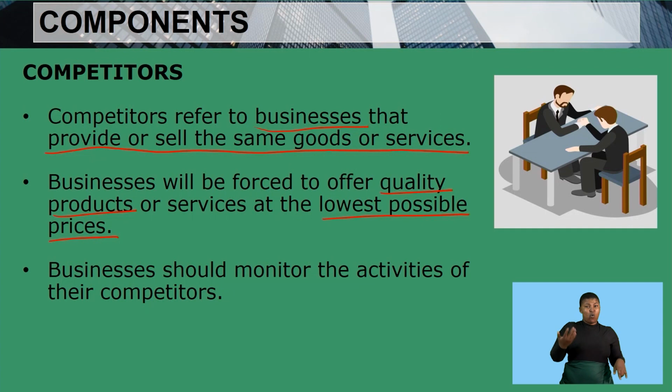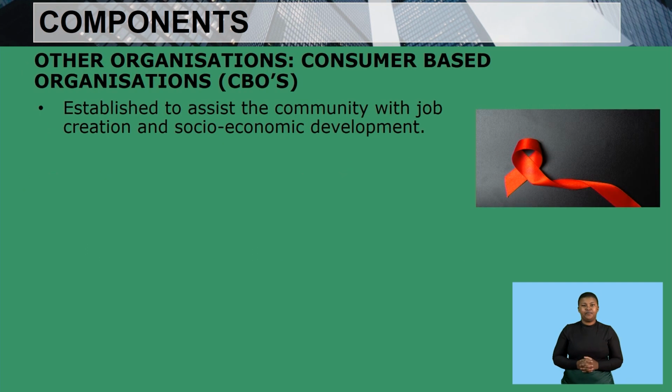The last bullet explains that the business should always monitor the activities of their competitors so we can always react to what the competitors are offering our consumers. So that's our first component, our competitors. Now let's move on to the following one, and this is our other organizations that will all have an influence on our business. All of these organizations are components of our market environment.